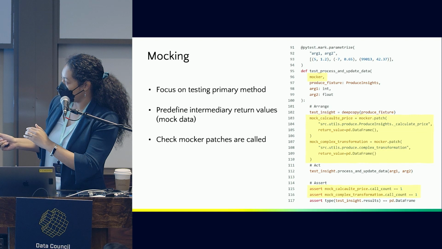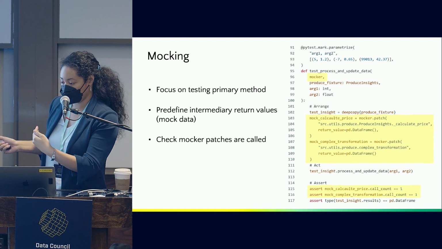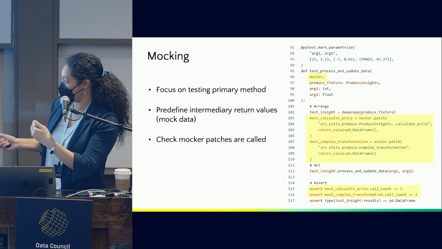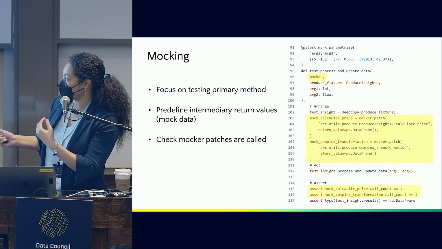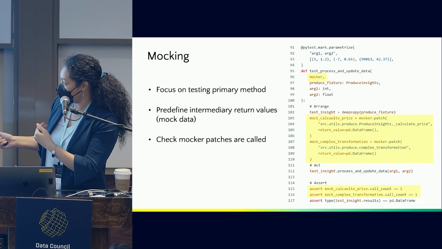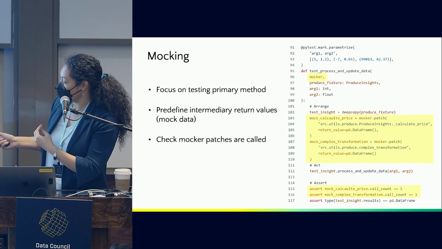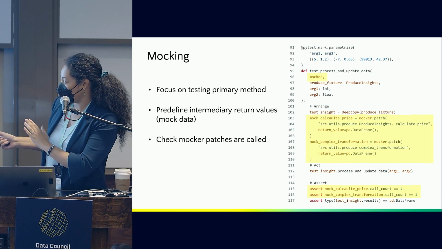So how this works is with mocker.patch, you specify the specific method that you're going to be mocking. In the case of the code we were looking at previously, this was located in the source folder, source utils produce.py. And within produce.py, we had the Produce Insights class. And within that, we had calculate price. So that's pretty straightforward. We have the linkage to that specific method there. And we're going to say that for that intermediary function, calculate price, we're just going to return an empty data frame.